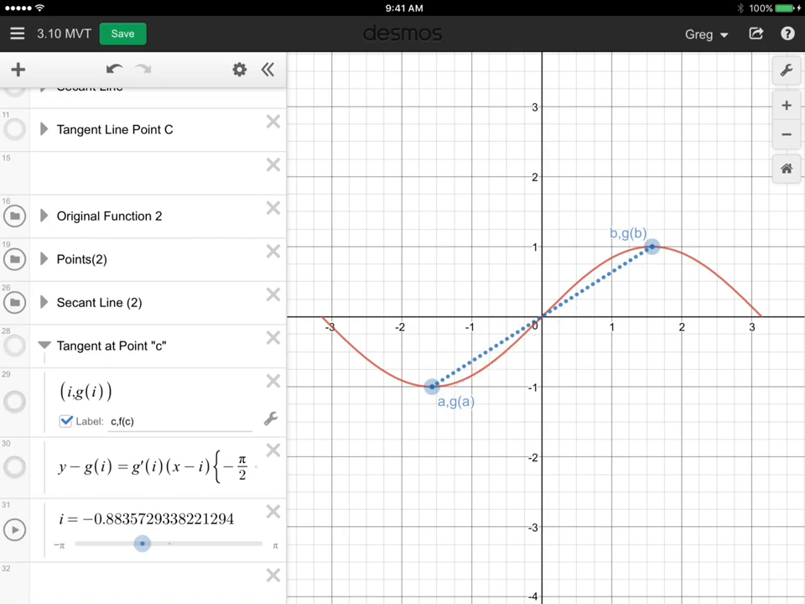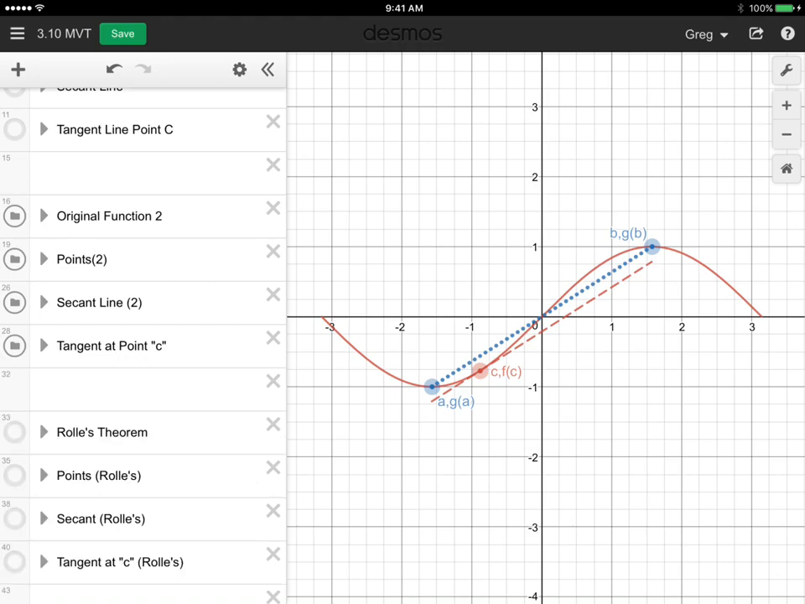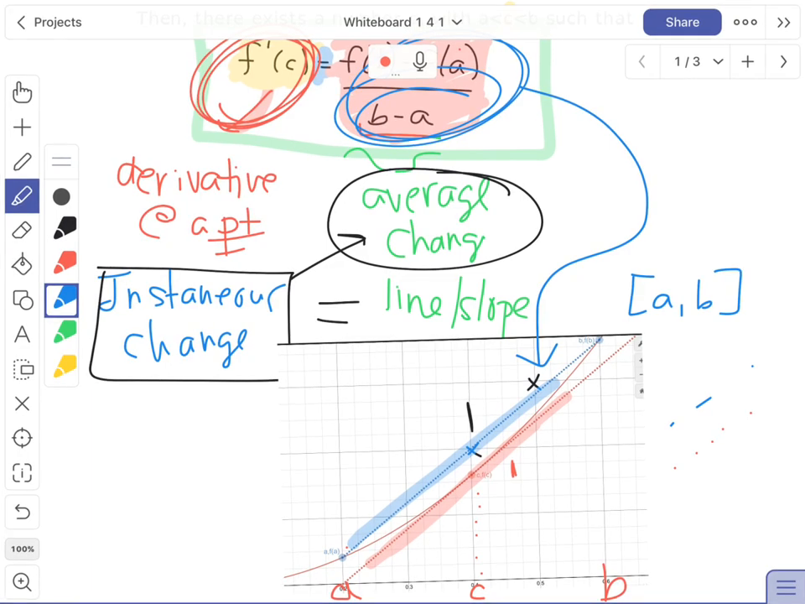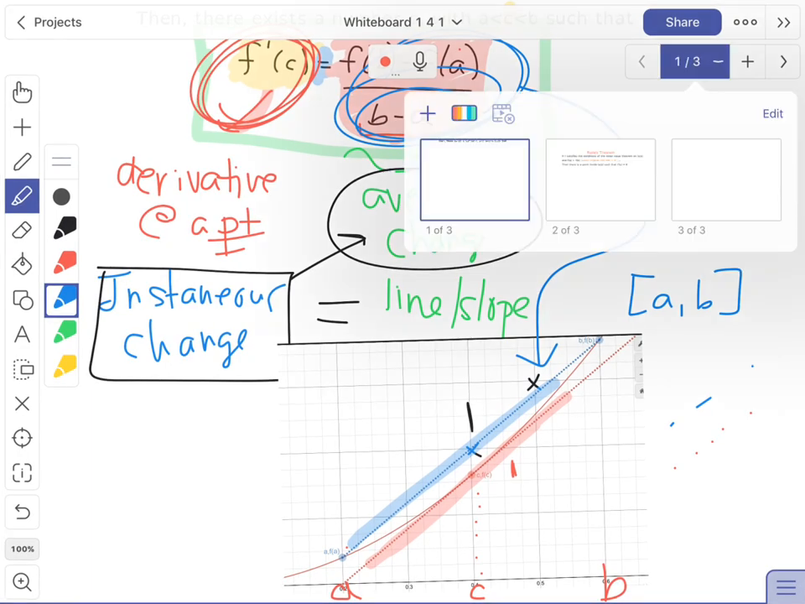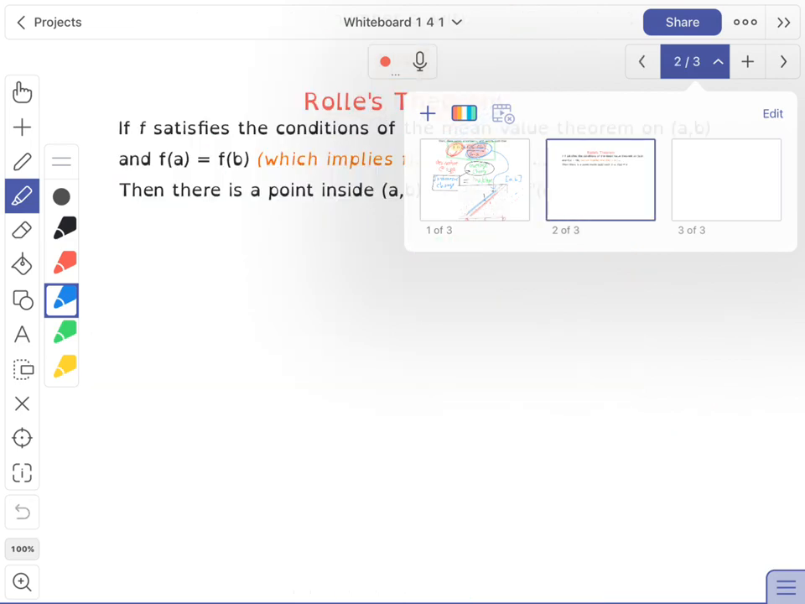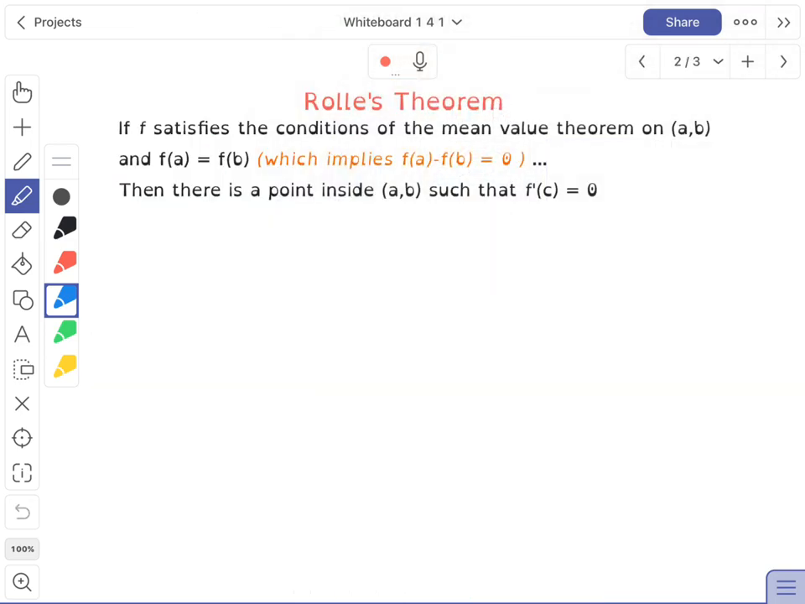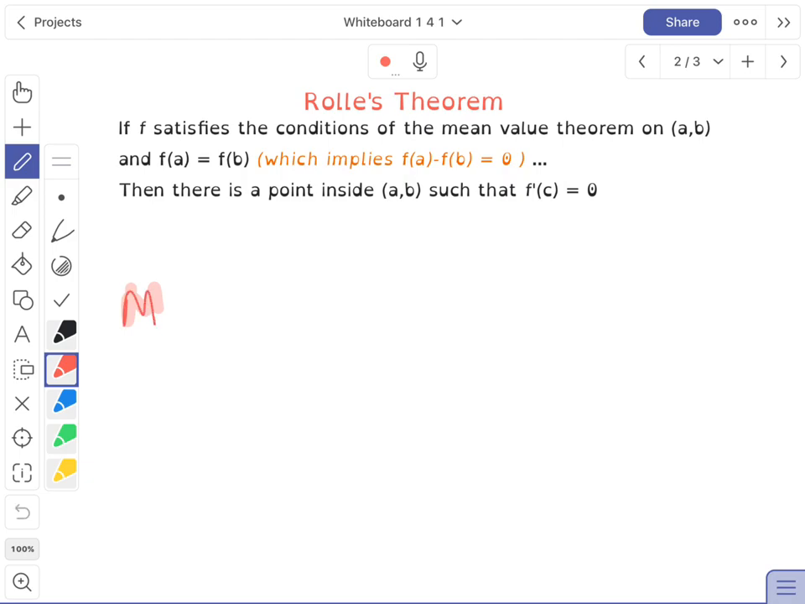Now, there's a special part of this theorem, this mean value theorem. There's a special condition of that. In our notes, that's called Rolle's theorem. So Rolle's theorem is just a special application of the mean value theorem, in my opinion. So what they're saying is F satisfies the conditions of the mean value theorem. And it's good to know what those conditions are, so we can always make sure to apply it appropriately.